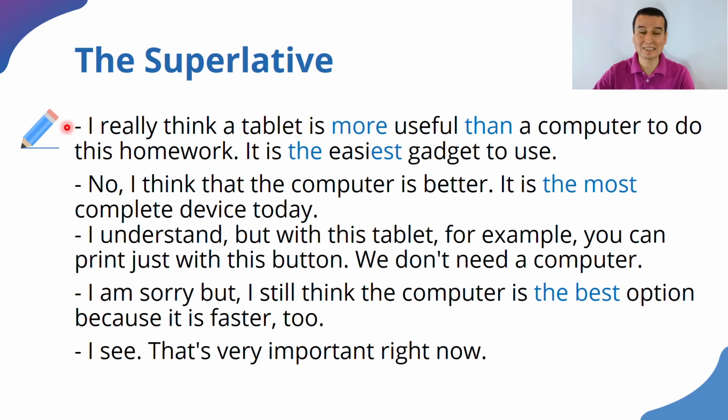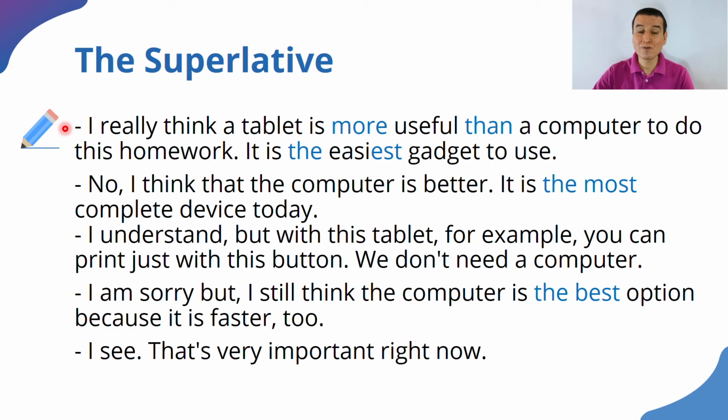Repeat after them, please. I really think a tablet is more useful than a computer to do this homework. It is the easiest gadget to use. No, I think that the computer is better. It's the most complete device today. I understand, but with this tablet, for example, you can print just with this button. We don't need a computer. I am sorry, but I still think the computer is the best option because it is faster too. I see. That's very important right now. All right. Thank you very much for having pronounced this conversation with the native speakers.